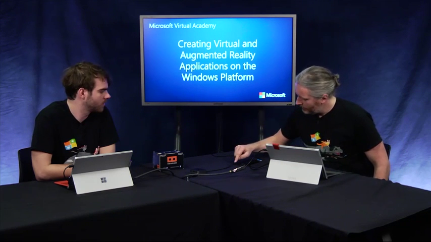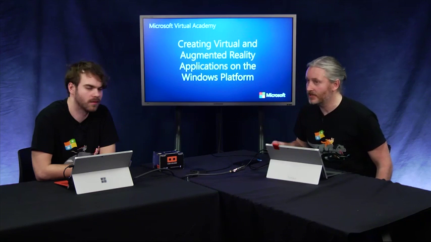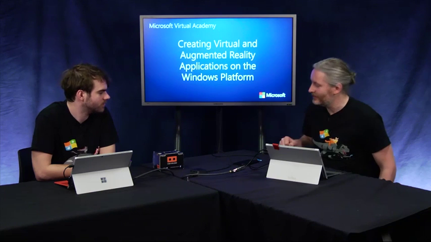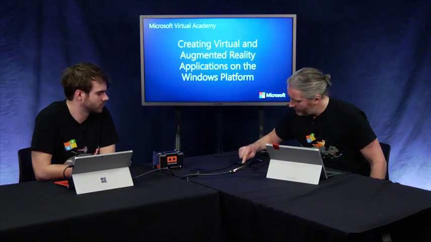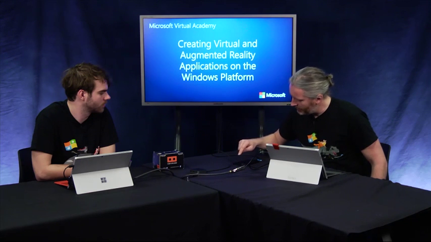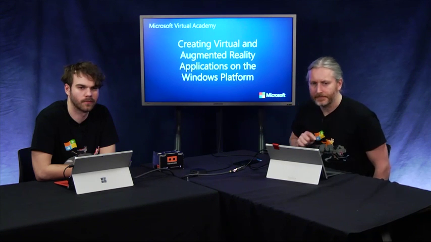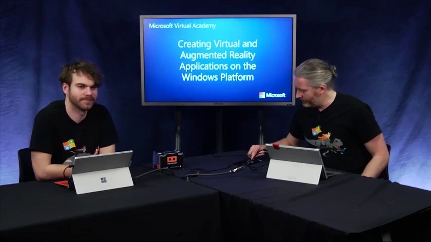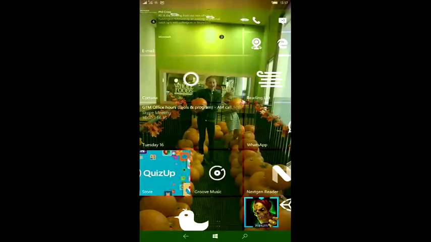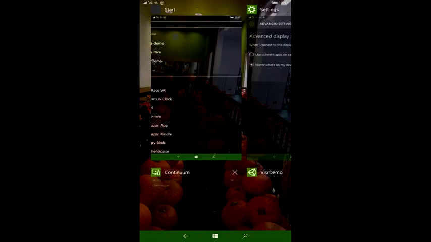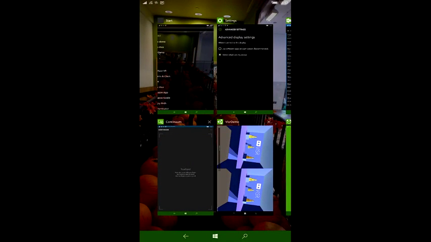But okay, I just need to change the display settings, because I'm actually in full Continuum mode, where I can see desktop style apps coming out of the phone. So I just need to change these display settings to mirror what I'm seeing on the phone. It's in advanced settings, mirror what's on my device. And there you go. Now you can see my phone. And let's just restart the demo.